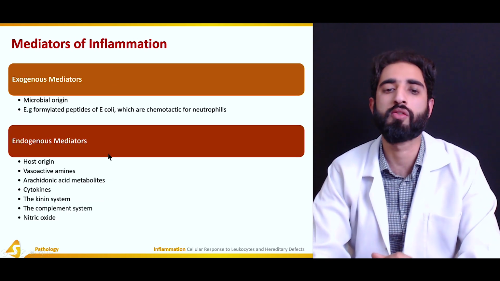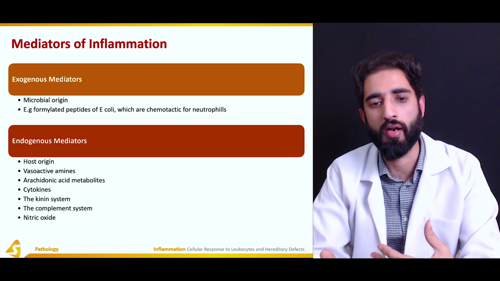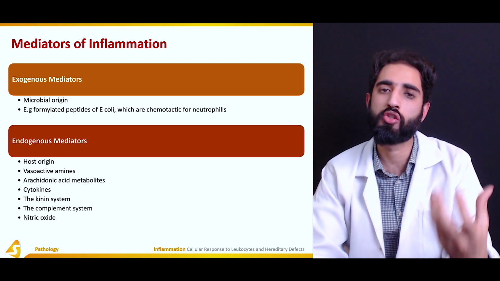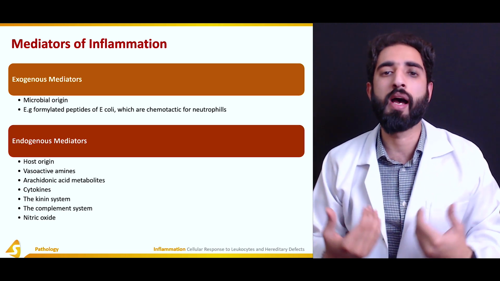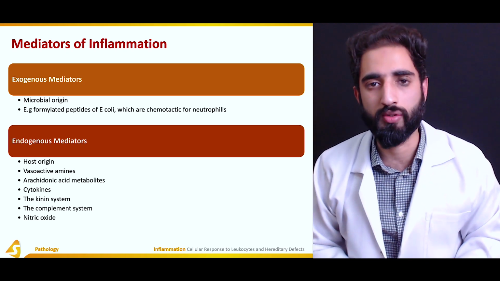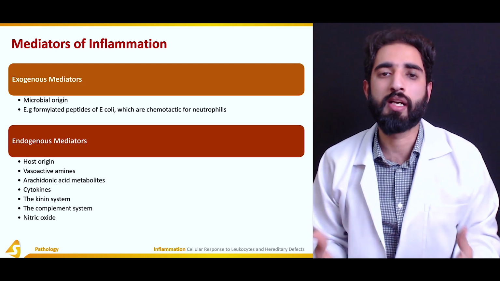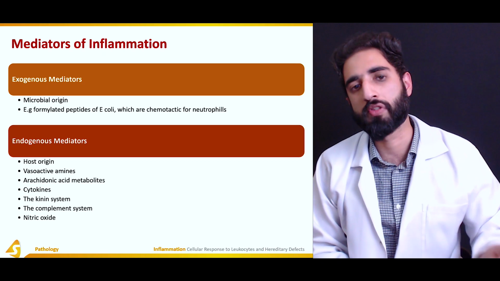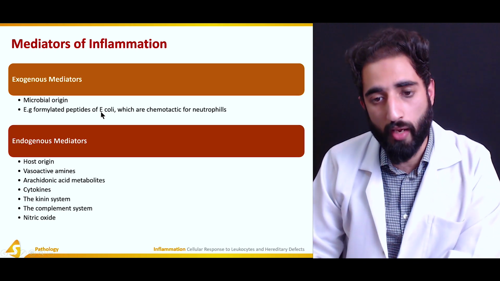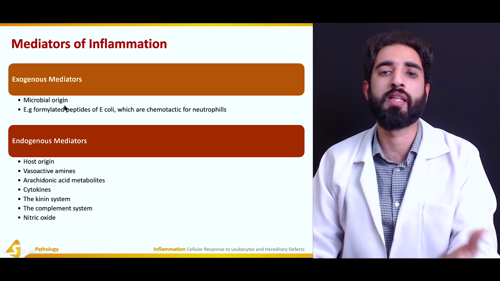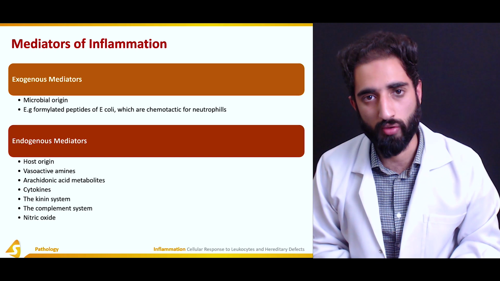Now, what are the different mediators of inflammation? The mediators of inflammation can either be exogenous or endogenous. Exogenous, as the word shows, means they are from outside the body. They are not produced in the body by humans or by our own tissues. So that's why the name exogenous. So exogenous mediators come from microbial origin, such as bacteria. As you can see here, formylated peptides of Escherichia coli, which is a type of bacteria, are chemotactic for neutrophils, and neutrophils are the first line respondents in acute inflammation within 24 hours.